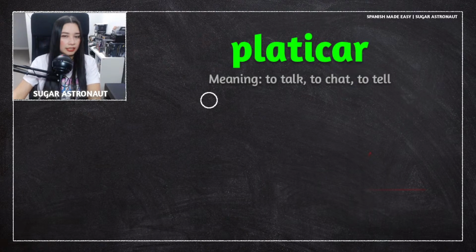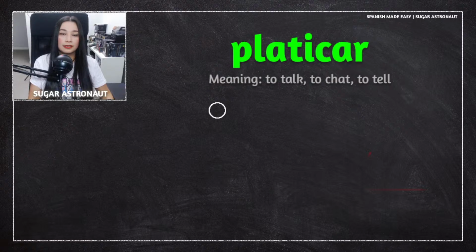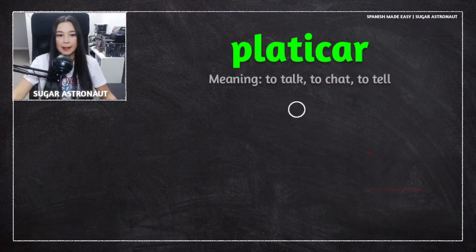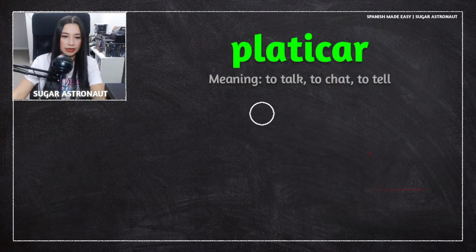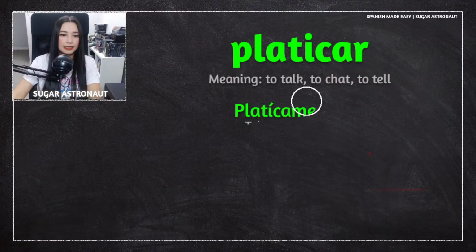It depends on the situation. It can work with other words, and this verb can be part of different common expressions in Spanish. But we can talk about that in a future lesson. We're talking just about the verb platicar for now. So, platicar. Let's look at an example.